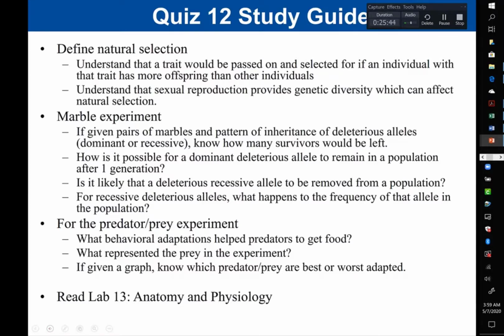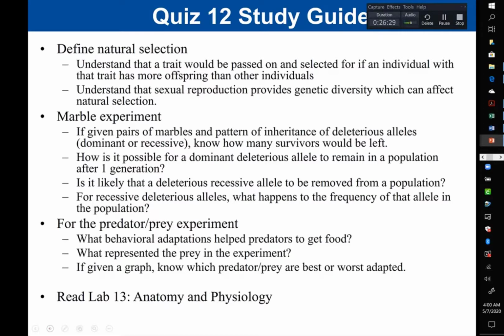In your marble experiment, if you're given pairs of marbles and told the pattern of inheritance of deleterious alleles, meaning told whether it was dominant deleterious or recessive deleterious, you should know and understand how many survivors would be left, right? So if it was a recessive deleterious allele, then only the whites would be killed off. If you're talking about a dominant deleterious allele, homozygous dominant and heterozygous would both die. So if I gave you a certain number of pairs of marbles, you should be able to tell me, if I told you its pattern of inheritance, how many survivors would be left.